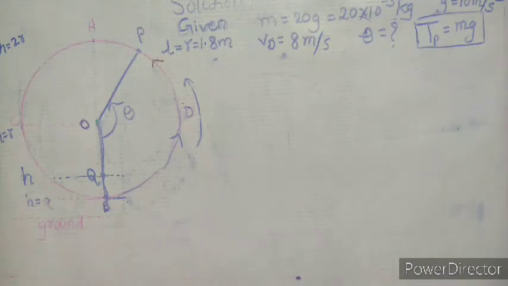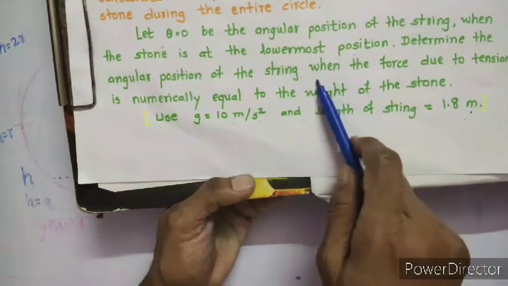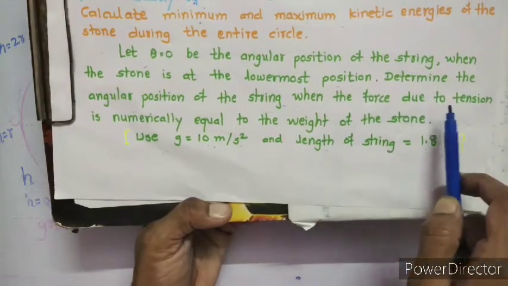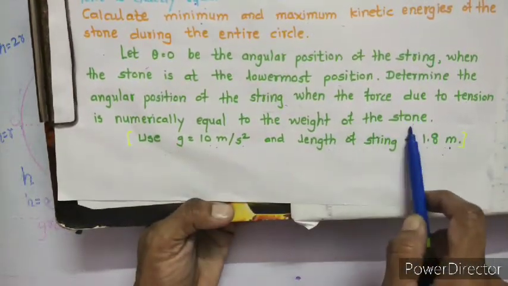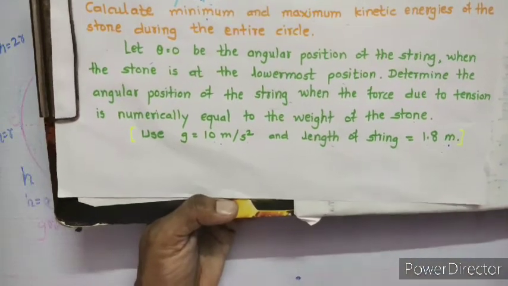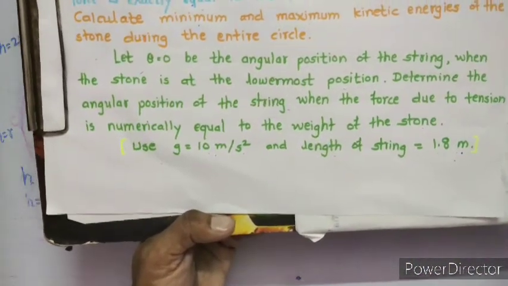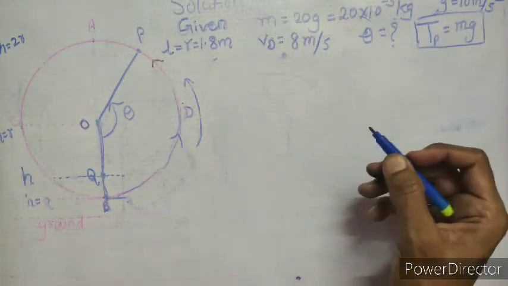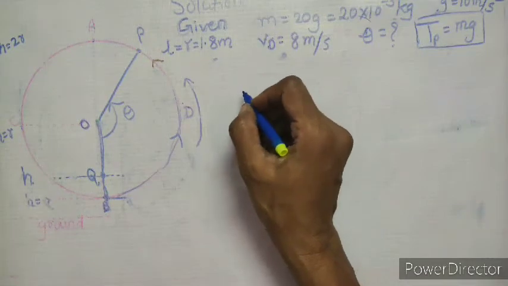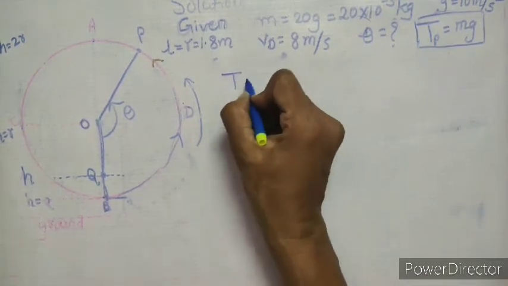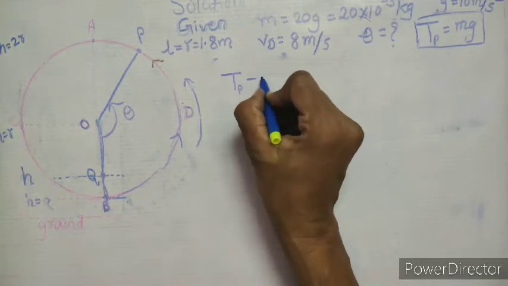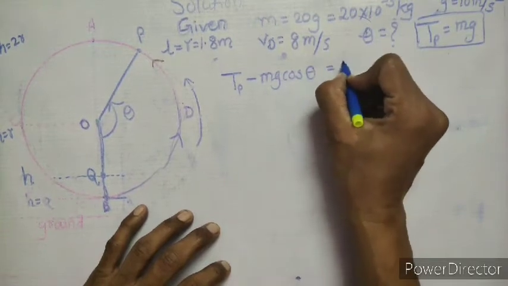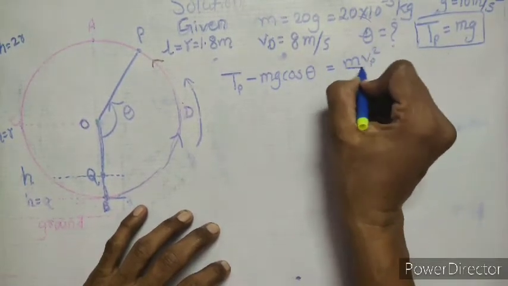Again, you can read it like this: determine the angular position of the string when the force due to tension is numerically equal to the weight of the stone. The problem is simple, but some steps we have to modify here. So, we know the relation of T is like this: TP minus mg cos theta. This we have already derived, it is m vP square upon R.